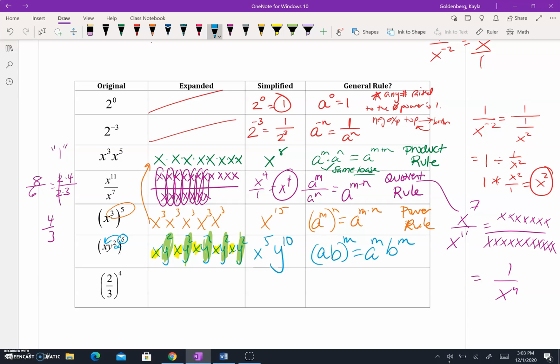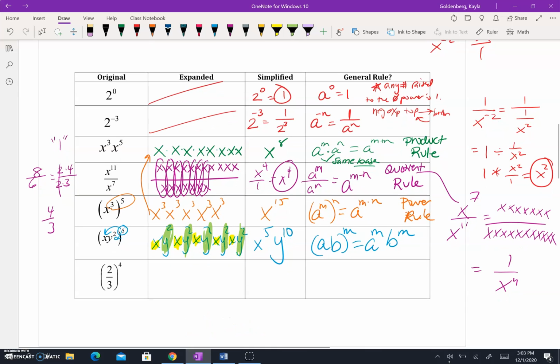Some people think about this almost as distribution. It's kind of reminiscent, but it's different. It's not quite distribution like we're used to, right? Because distribution typically has something like 2 times x plus 5, right? There's always that plus sign. So it's different, but a lot of students kind of connect those concepts in their mind.